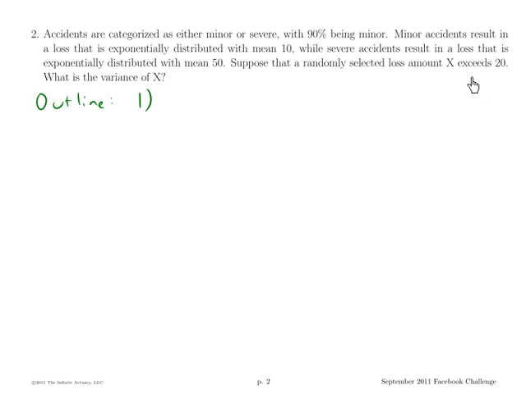So the first thing I want to figure out is, what is the probability that I have a minor accident given that x is greater than 20? Or likewise, what's the probability I have a severe accident given that x is greater than 20? This is just like which side of the spinner did I come up on? Then I'm going to look at a couple of pieces.